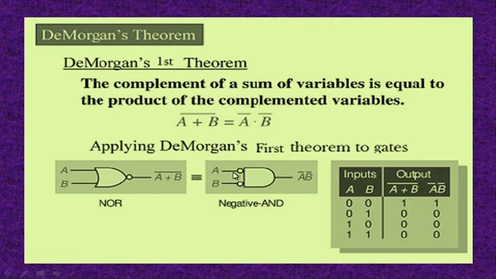As this A is given to this bubble, it will use A complement. Similarly, B also gives B complement. And we get the output as the product of these complemented variables, that is A complement dot B complement. From this equation we can say that a NOR gate is equal to a bubbled AND gate. Is that clear? NOR gate is equivalent to a bubbled AND gate.